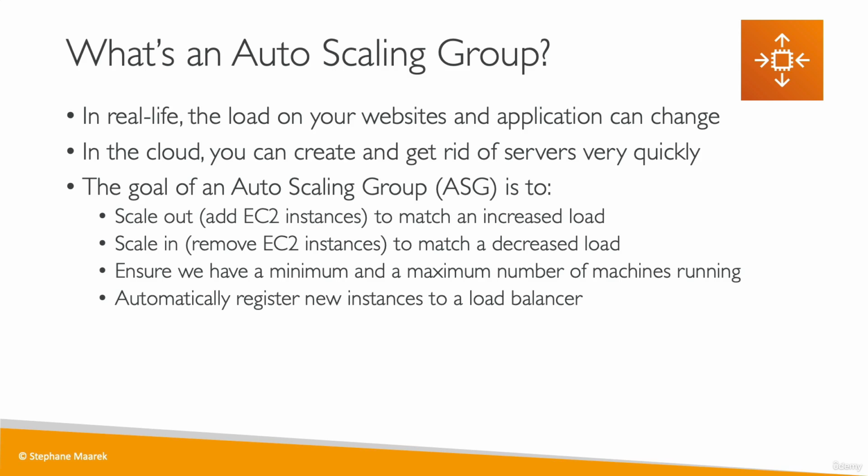Finally, in case one of our servers becomes unhealthy, maybe there's an application bug, then the auto-scaling group can detect it and say, you know what? I don't need an unhealthy instance. I'm going to deregister it. I'm going to terminate it and replace it with a new healthy one. So with an auto-scaling group, we get a lot of benefits.